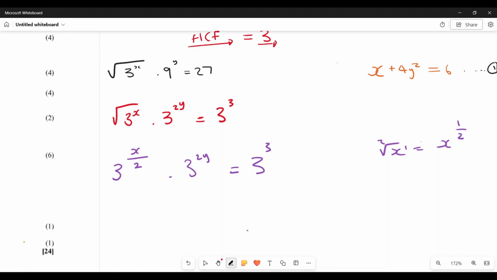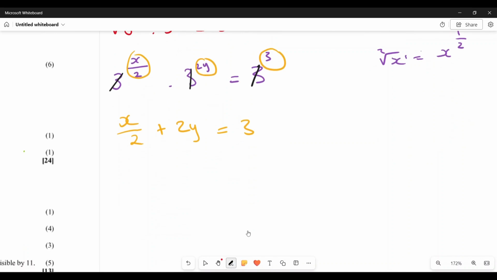Because these bases are now the same, we can drop them, so they cancel each other out. After we have dropped the bases, you can add your exponents. What's left is x over 2 plus 2y equals 3. These are our exponents which are left. We are one step closer to simplifying this.